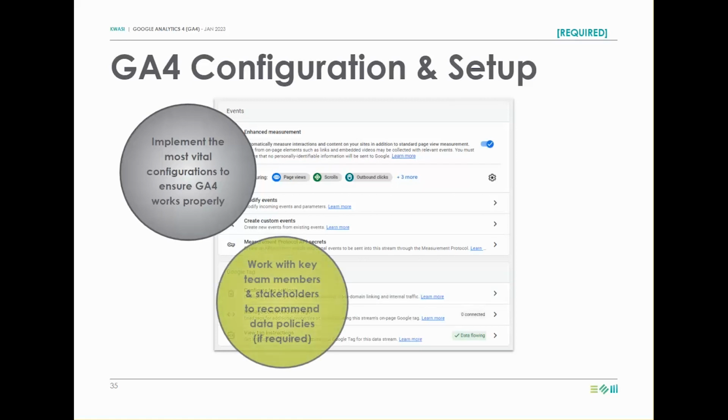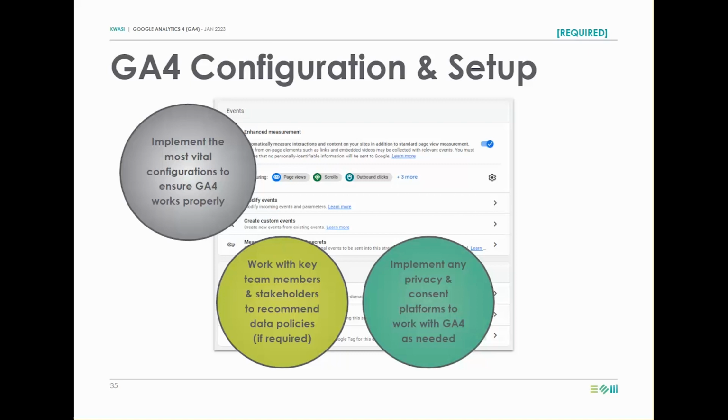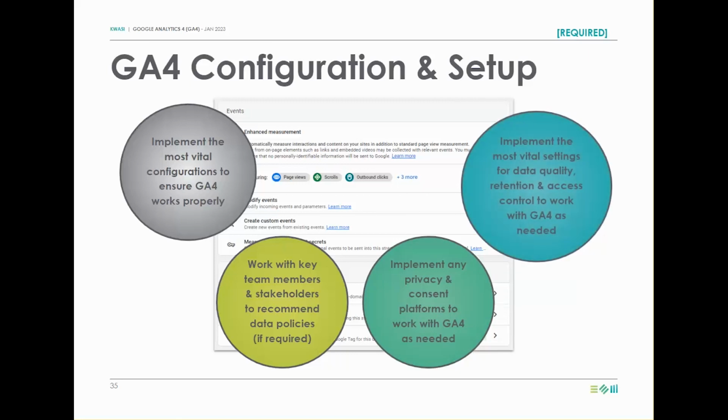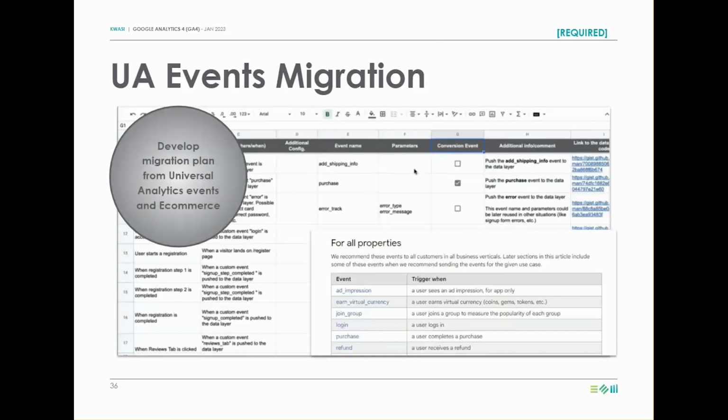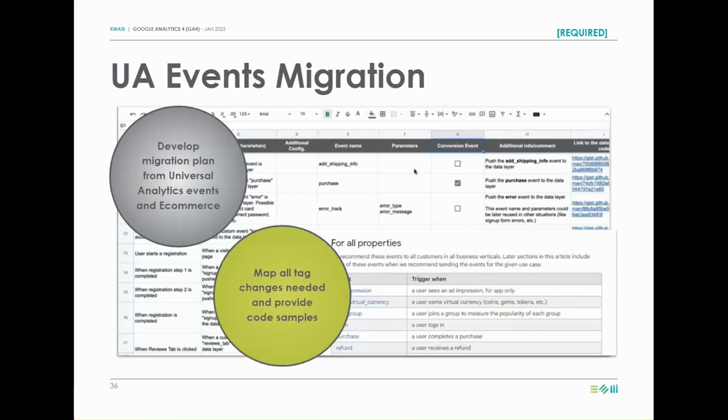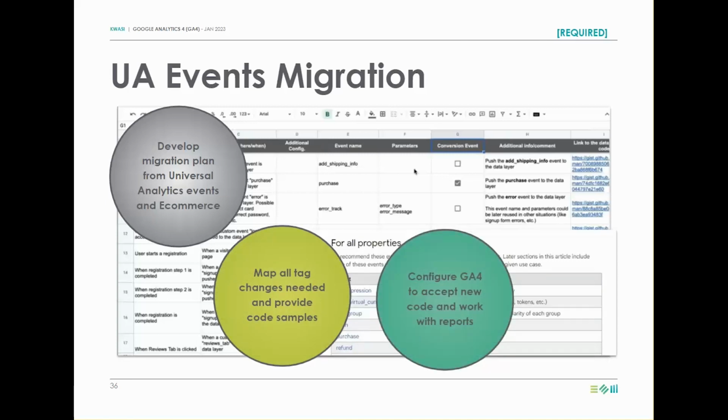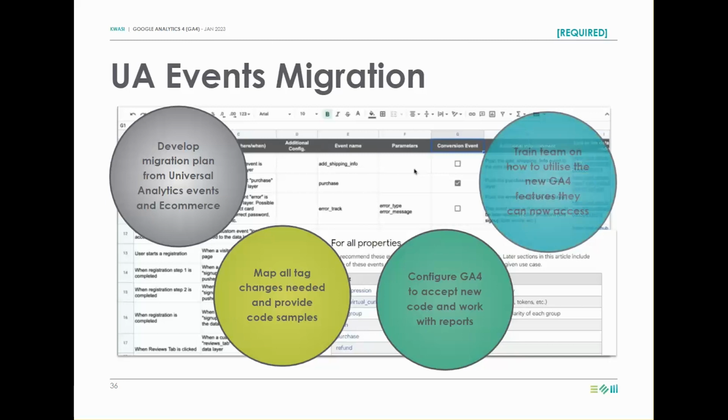If required, work with key team members and stakeholders to recommend data policy. Implement any privacy and consent platforms to work with GA4 as needed. Implement the most vital settings for data quality, retention, and access control. We'll also migrate any existing Universal Analytics events and settings and configure GA4 against your measurement strategy. This involves developing a migration plan from Universal Analytics events and e-commerce, mapping all tag changes needed and providing code samples, configuring GA4 to accept new code and work with reports, and training the team on how to utilize the new GA4 features they can now access.